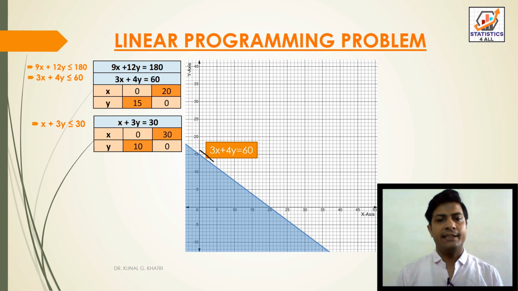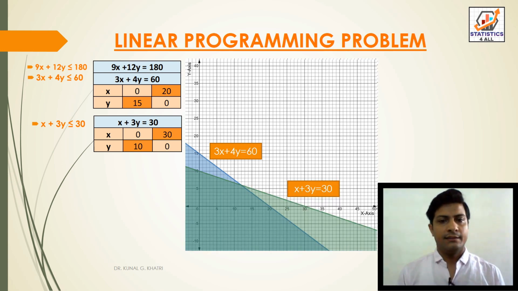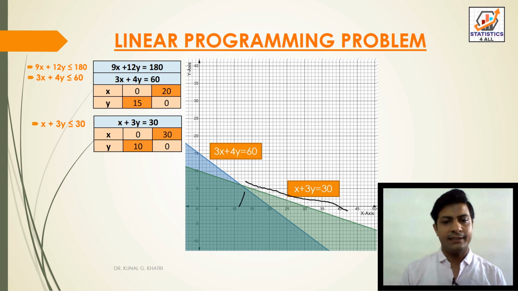We draw a line using 3x plus 4y equal to 60, which is less than or equal to 60. So this is shaded in blue color. The next equation is x plus 3y equal to 30. So this line indicates x plus 3y equal to 30, which is also less than or equal to 30, which comes inside this area.